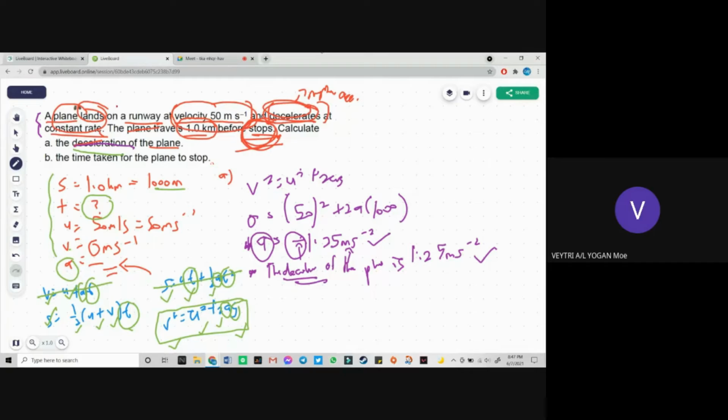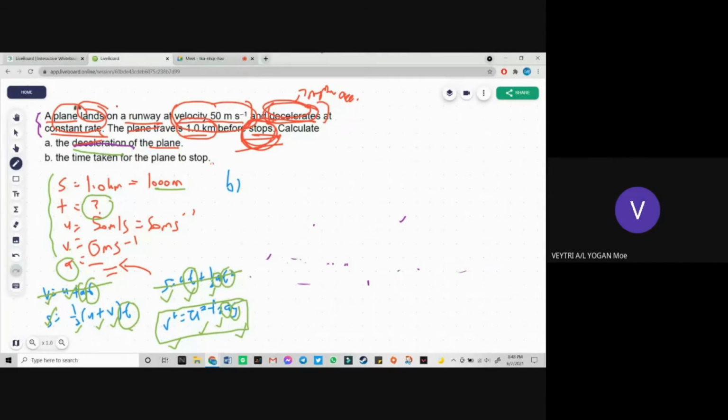Alright, A is for acceleration. So you have to write back the sentence. This is the deceleration of the plane is, buang negatif. Kenapa? Negative is deceleration. Just write the value. Jangan lupa unit. Alright, that is for A. Now let me erase a little bit. Alright, that is A. Alright, so if there's no questions, let's move on.